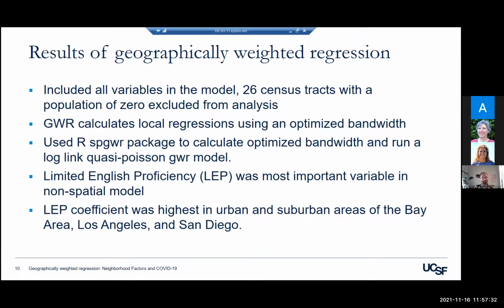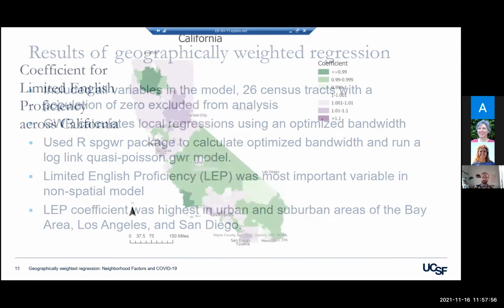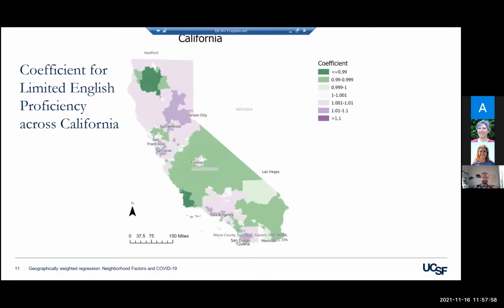So we used the SPGWR package in R to calculate optimized bandwidth and run a log-link quasi-Poisson GWR model. And since limited English proficiency had seemed very important in the non-spatial model, we looked at that in particular when looking at the results of the GWR, and found that it was highest in the urban and suburban areas of the Bay Area, LA, and San Diego. So that's what you see here.